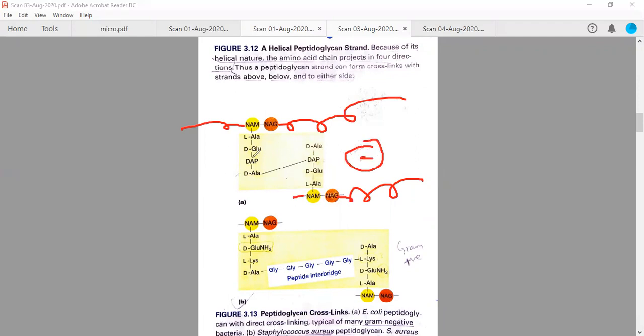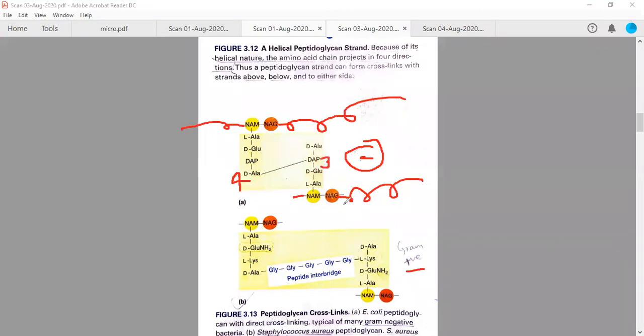In gram negative bacteria there is generally diaminopimelic acid, and in gram positive bacteria you will see there is lysine instead of this diaminopimelic acid. This is one difference. The second difference is this D-alanine, the fourth one, and actually the fifth one is being removed when this cross-linking is taking place.